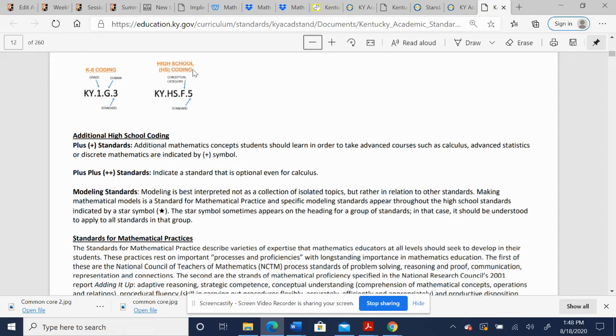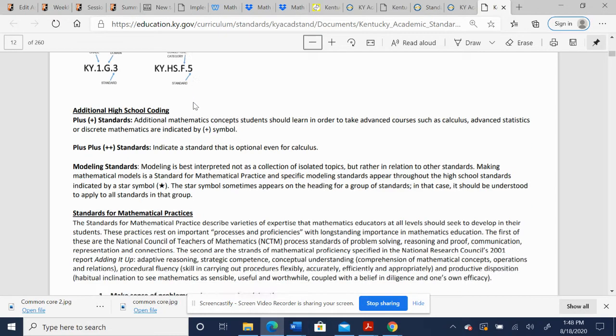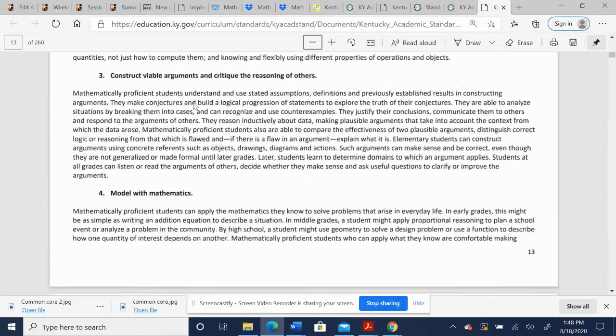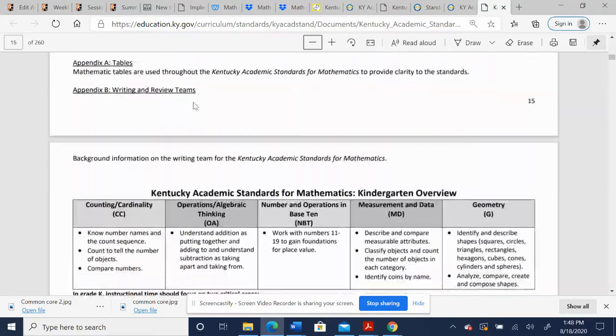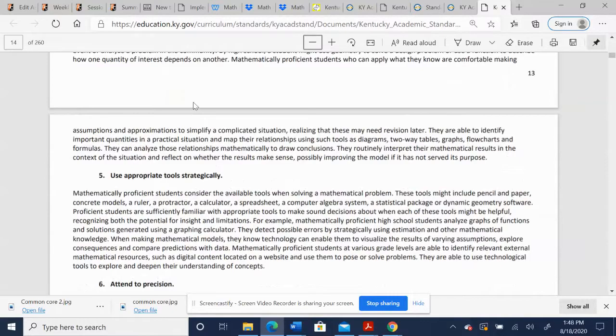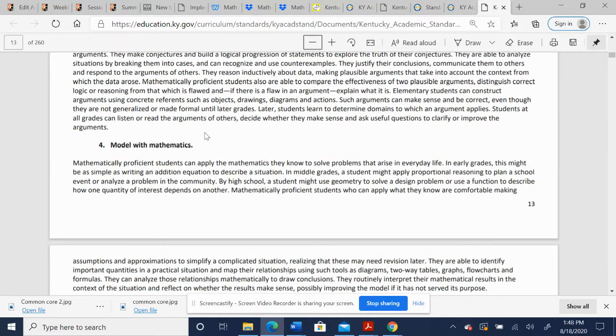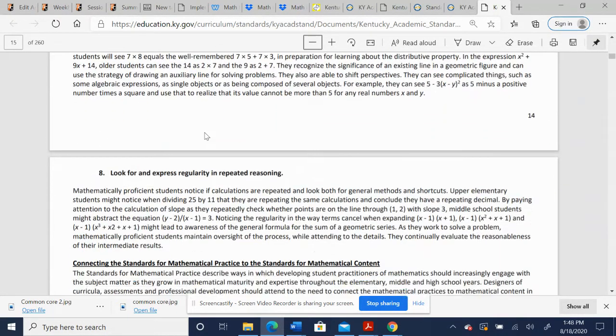Once we get into high school, now you notice that there will be labeled with grades up until the 8th grade. Once you get into high school, they're sort of all thrown in together, and then it's up to the core classes at the high school level to differentiate between who's going to be responsible for what standard. So we have Kentucky high school. F is the conceptual category here, and the standard is 5. So if we are to scroll down, and those are just the listing of the 8 math practices that is directly involved in here. Again, we'll be talking about those later.